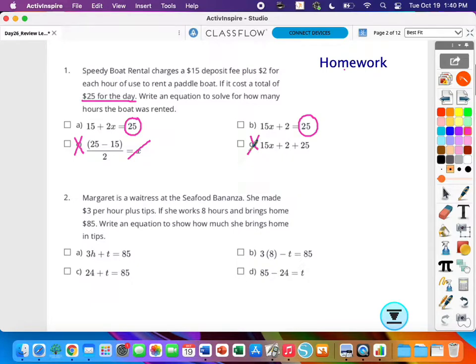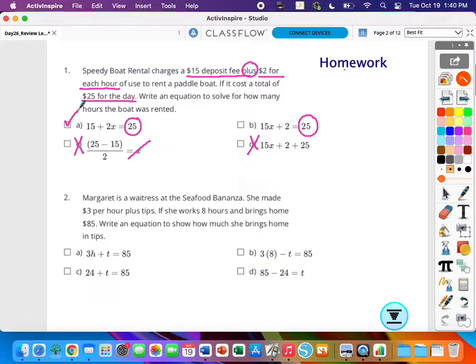Now we go back and we look at the rest of the problem. It says Speedy Boat Rental charges a $15 deposit fee plus $2 for each hour. We know that deposit fees are a one-time fee. So that one-time fee is going to be our constant. Then you are adding $2 each hour or every hour. That means multiplication. So on number 1, A is your correct answer. We have 15 plus 2 times X equals 25.